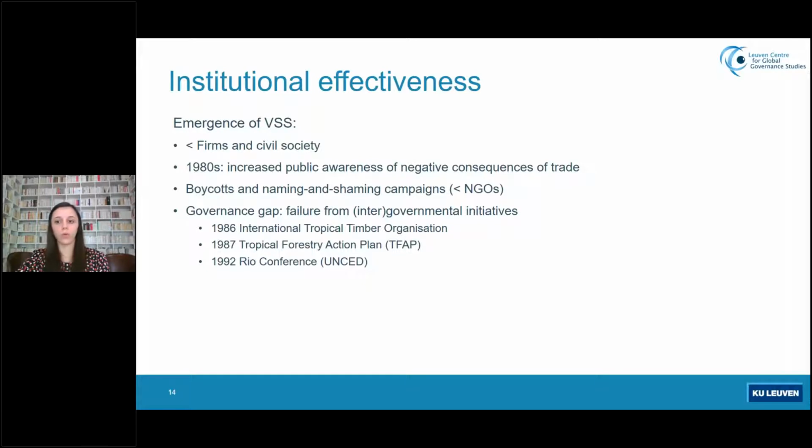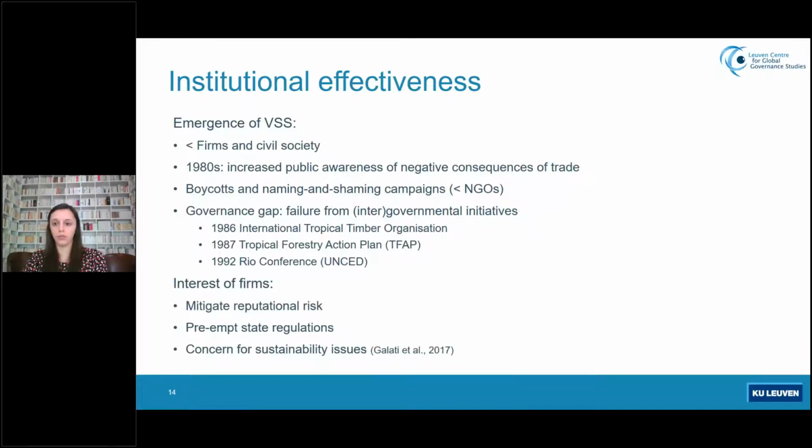So you might also wonder, what is the interest for the private sector or firms basically to join with NGOs to create VSS? What's their interest in implementing sustainability standards in their own business practices? Well, there are three main reasons that can be put forward.